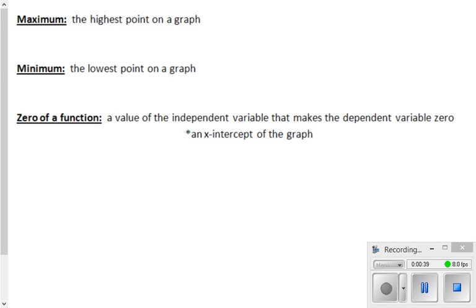Maximum is the highest point on the graph. Minimum is the lowest point on the graph. Some graphs may not have a maximum or a minimum. Zeros of a function are where the independent variable makes the dependent variable zero. Simply, this is the x-intercept of a graph. It's where it crosses the horizontal axis.